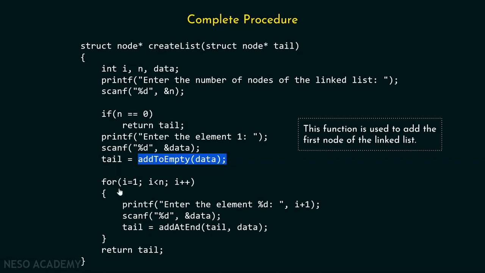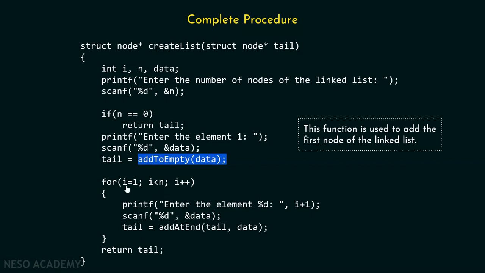After this, you can see that I'm using this procedure. Basically this procedure will help us in adding the new node at the end of the list, and let me tell you why. Here you can see I am using this for loop, and within this for loop the first thing is i is equal to 1. Now you might be asking why i is not equal to 0. Because I've already asked the user to enter the element 1. Now I want to ask the user to enter the element 2 and enter the element 3, enter the element 4 and so on according to the value of n.